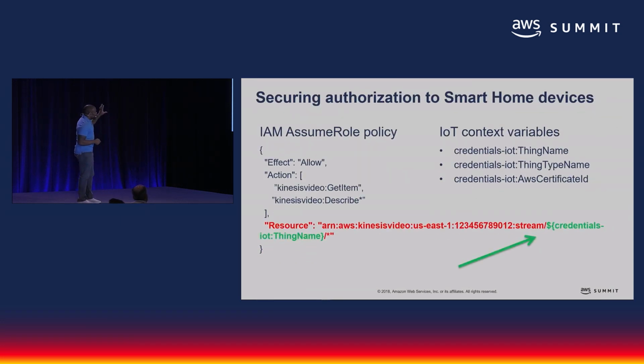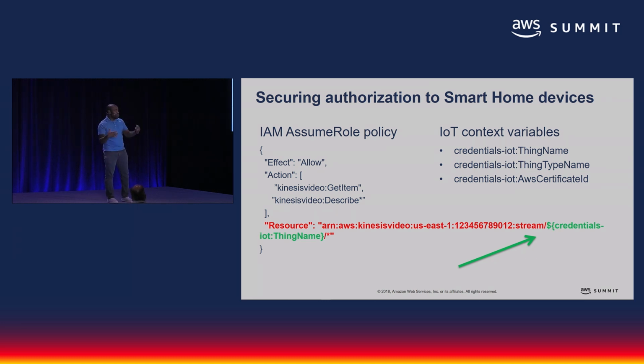One thing I'll point out, and I won't show it in the console, is that with the credentials provider, you're actually able to give it fine-grained permissions as well. If you look in the green area, I've got credentials dash IoT thing name. So through this X509 certificate, I can say, you can go and talk to Kinesis, you can get item and describe, but you can only do it for your Kinesis video stream. Only you as a thing can only communicate with your thing in the cloud. So this gives you the ability to have really fine-grained permissions.